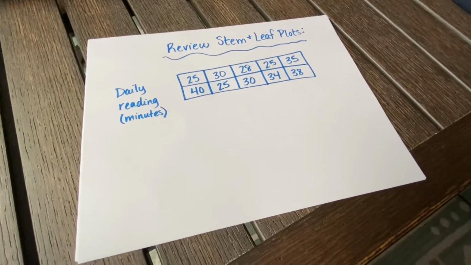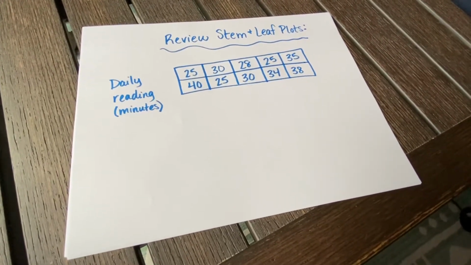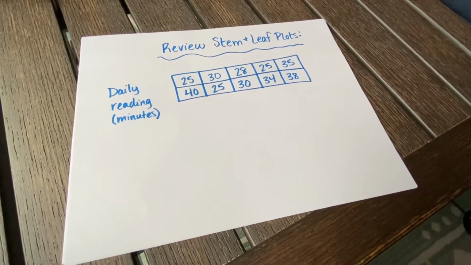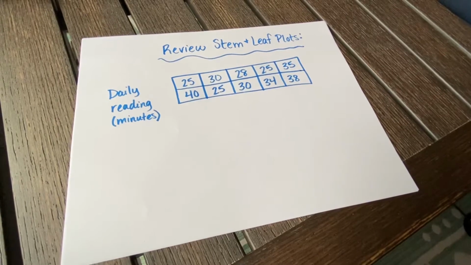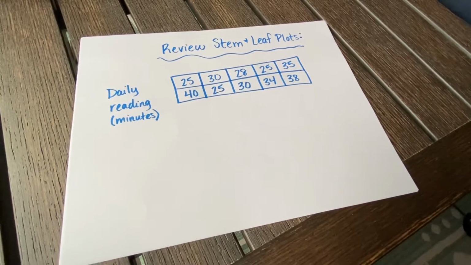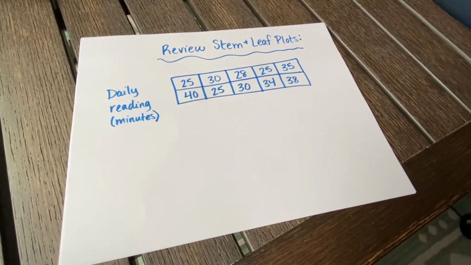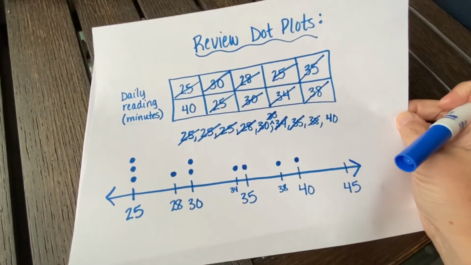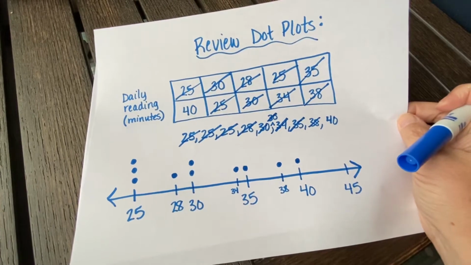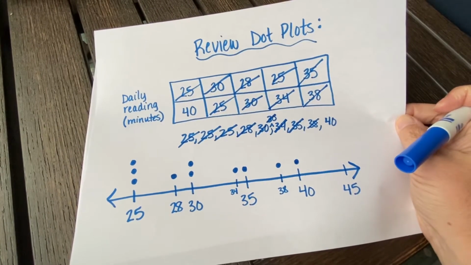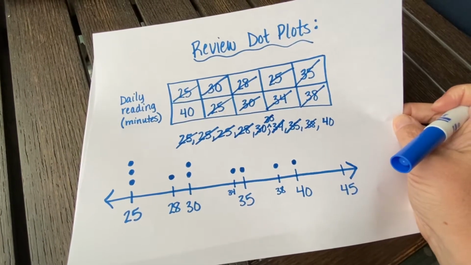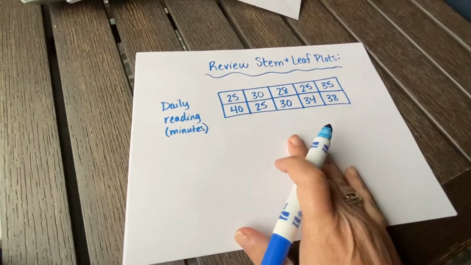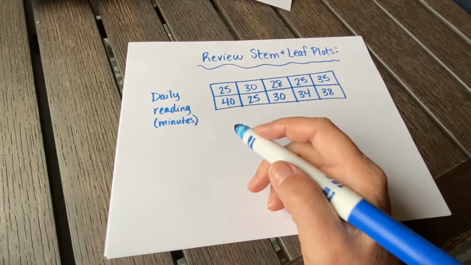All right, math kiddos, another thing that I want to review with you a little bit is stem and leaf plots. Just like we talked a little bit previously about dot plots and how they're just one more way to show the data. Remember, we did daily reading minutes, and we were able to show the data the way it would look on a number line with dots, hence the dot plot.